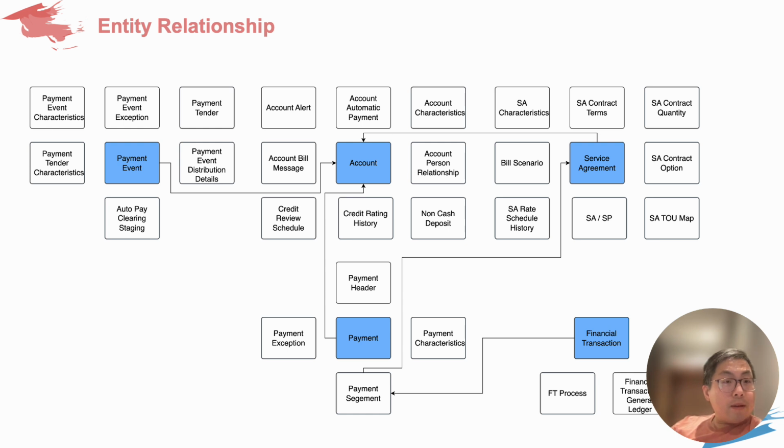If you look at payment event, the tender is actually a child table of payment event. So when payment event is created, it contains the tender as a part of the object. Now, the payment actually has a child table called the payment segment, because when we say we distribute the payment, actually it creates multiple segments. Payment itself is linked to the account, and the payment segment is linked to the service agreement. And obviously, financial transaction is created as a part of payment segment, and it is also linked to service agreements in this case as well.